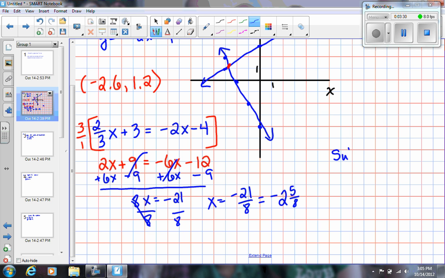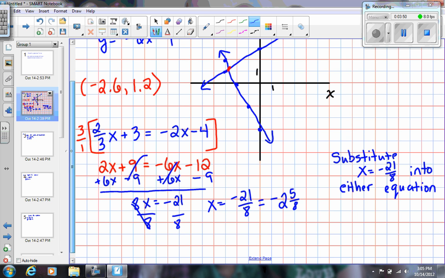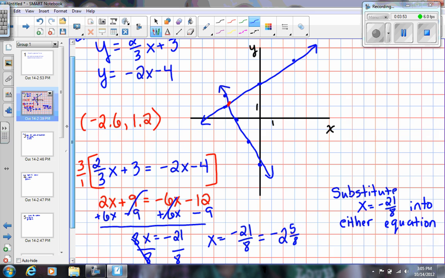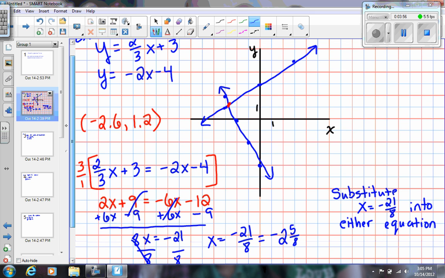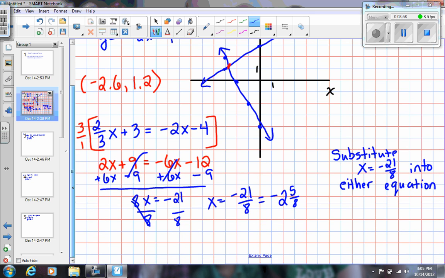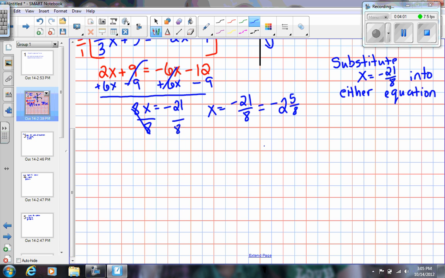So I'm going to substitute x equals -21/8 into either equation. Now, I should get the same y value for either equation, so I guess if you really wanted to be sure, you could plug it into both. Doesn't really matter which one you substitute it into. I'll go ahead and use the y equals -2x minus 4. So in place of the x, I'm going to put -21/8.